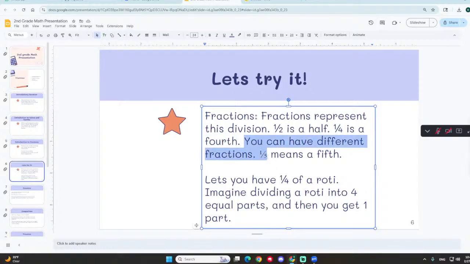You can also have different fractions. You can have an infinite number of fractions. So you can have 1/5, which means a fifth.